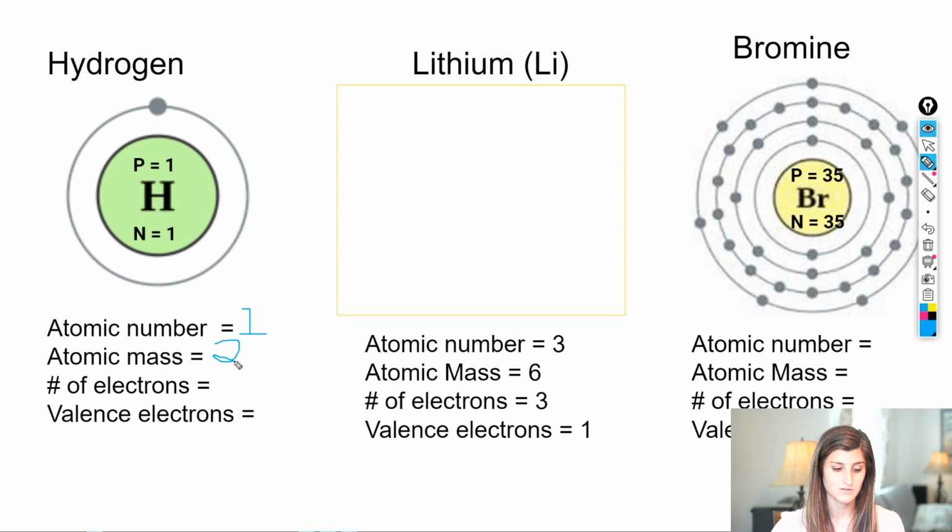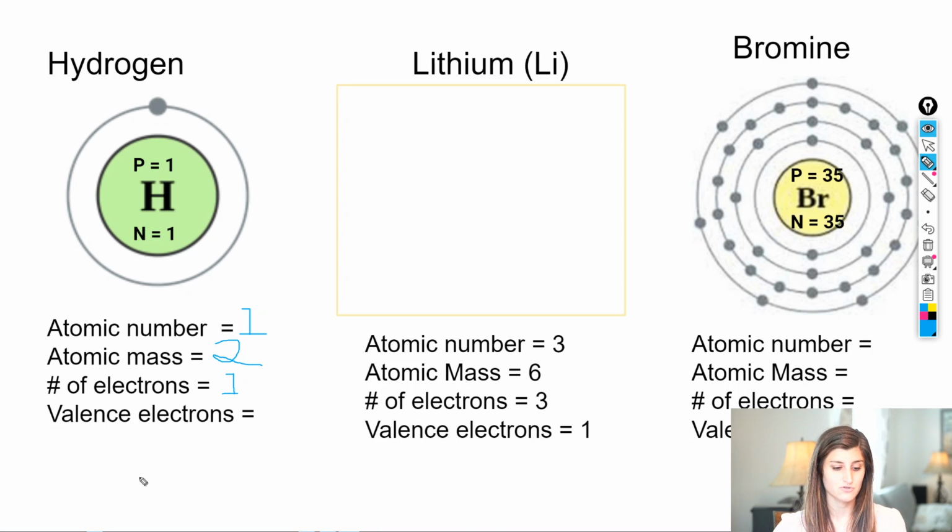So that's going to be 2. Number of electrons are always on the outside of my atom in the orbital. And so if we're looking at this, you can see there's only 1 electron there. It's represented with that circle. And so that should only be 1.